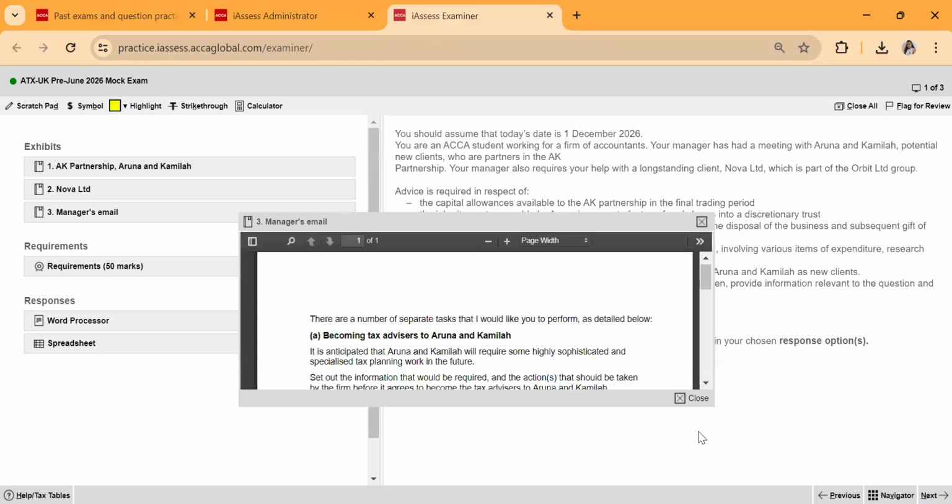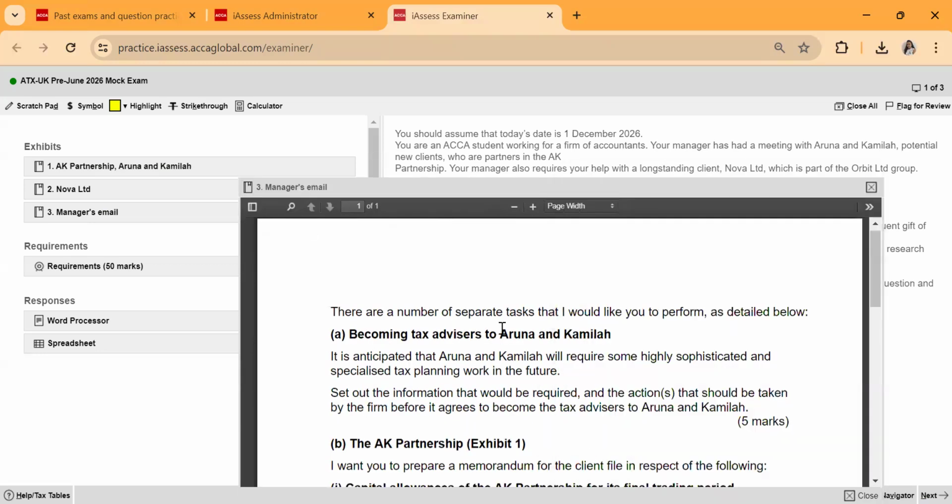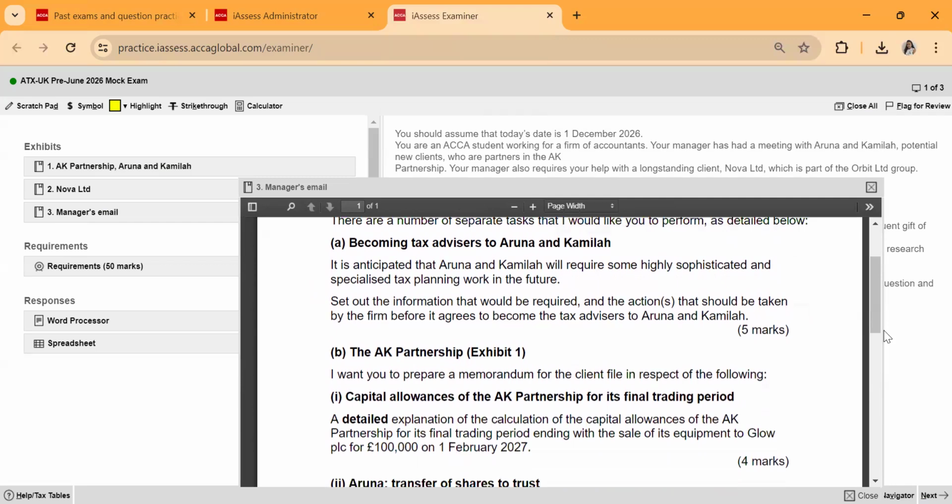And we'll do the questions one by one as per the requirement. Okay, the first one is: there are a number of separate tasks that I would like you to perform as detailed below. Becoming tax advisors to Aruna and Kamila. It is anticipated that Aruna and Kamila will require some highly sophisticated and specialized tax planning work in the future. Set out the information that would be required and the actions that should be taken by the firm before it agrees to become the tax advisors to Aruna and Kamila.